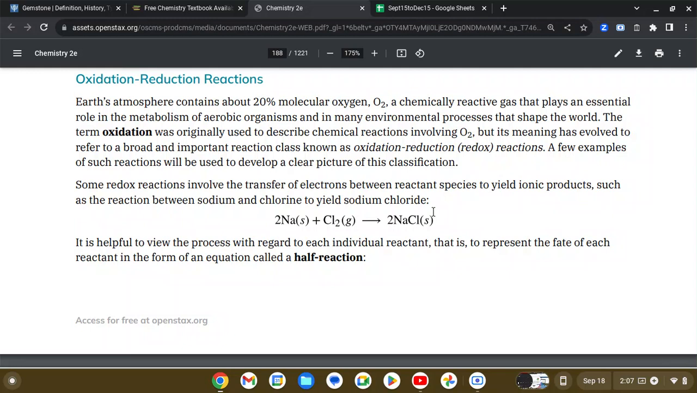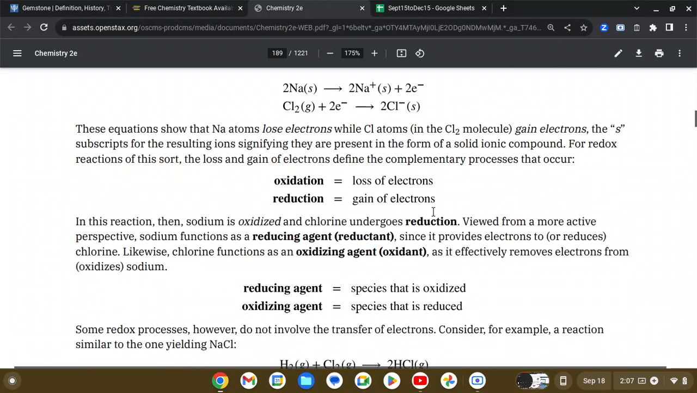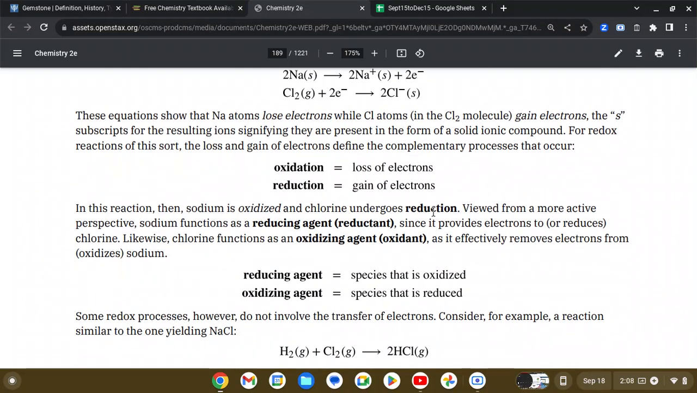Some redox reactions involve the transfer of electrons between reactant species to yield ionic products, such as the reaction between sodium and chlorine to yield sodium chloride. It is helpful to view the process with regard to each individual reactant, that is, to represent the fate of each reactant in the form of an equation called a half-reaction. These equations now show the sodium atoms lose electrons while the chlorine atoms gain electrons. The (s) subscript for the resulting ions signifies they are present in the form of a solid ionic compound.